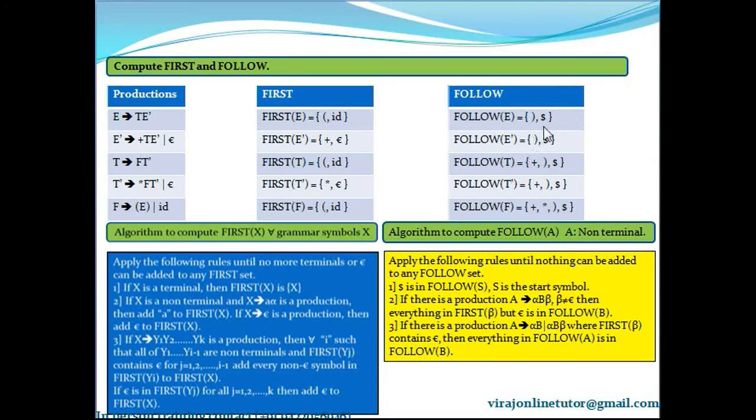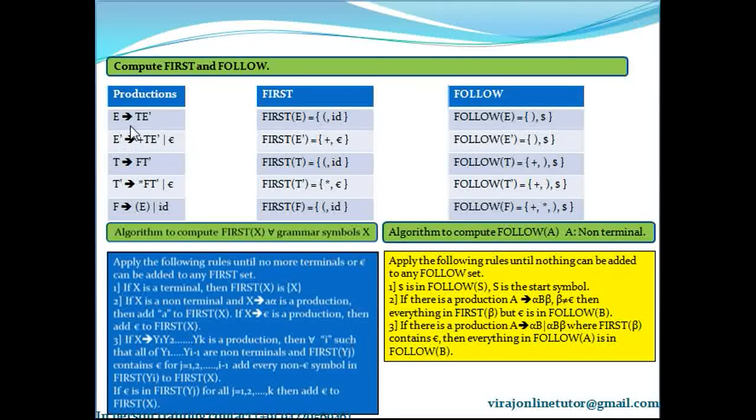Place dollar in follow of start symbol. So E is the start symbol. Okay. Next rule says compare all the productions for this format alpha B beta where there is something in place of beta. It should not be empty. If that's the case, place first of beta into follow of B.